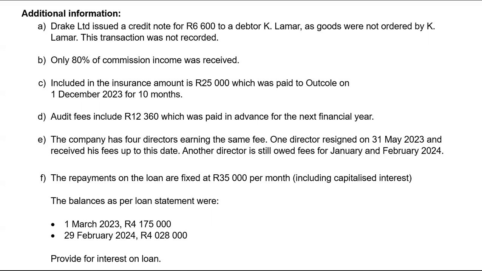Let's read. And then received his fees up to this day, which is good. Had they said they did not receive their fees for May, then it means we're going to have 2X, because we have director's fees that was in the pre-adjustment trial balance. So that means it includes this 3X, right? Then it says one director is still owed fees for January and February. They're not saying anything about the other directors. So out of the three that are left, one was only paid for 10 months. So we're going to have 1X times 10.